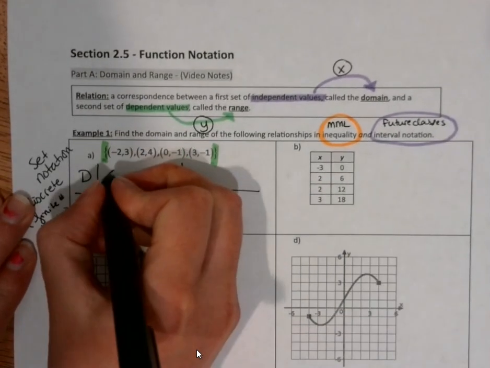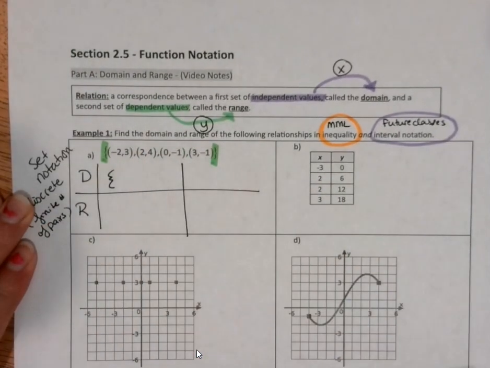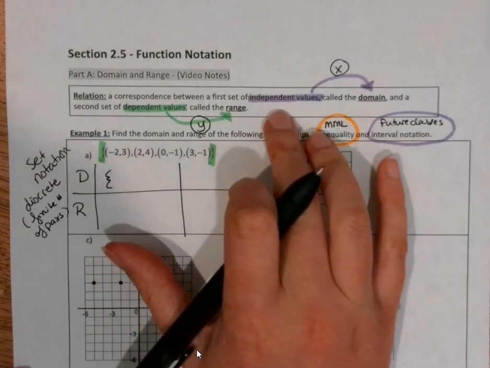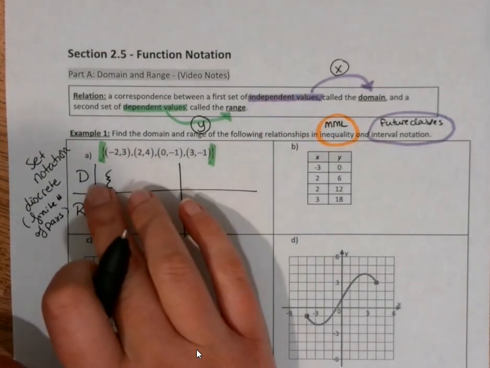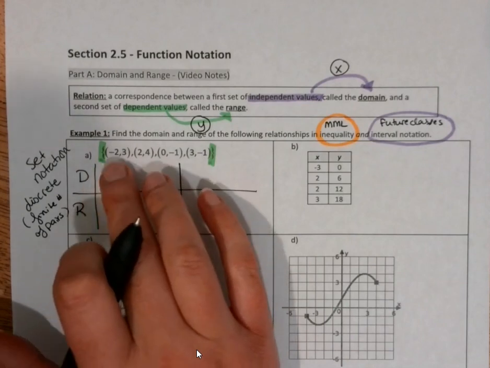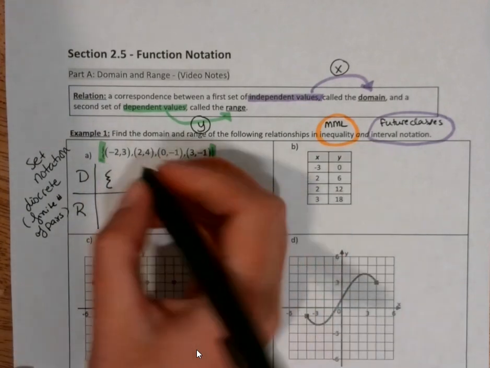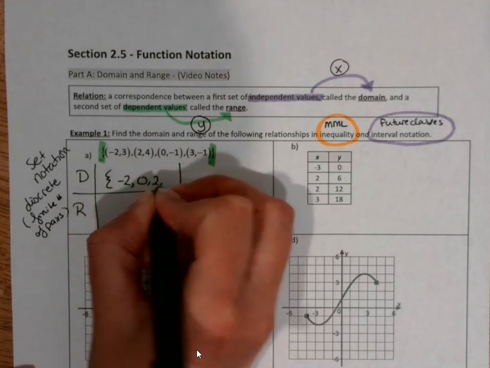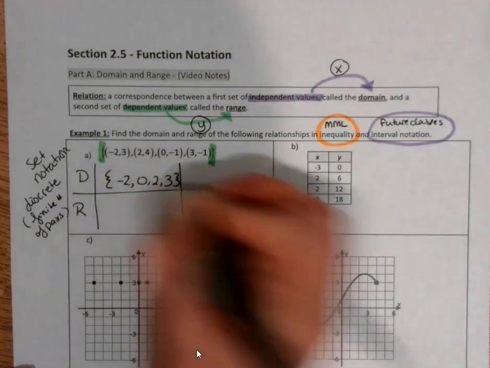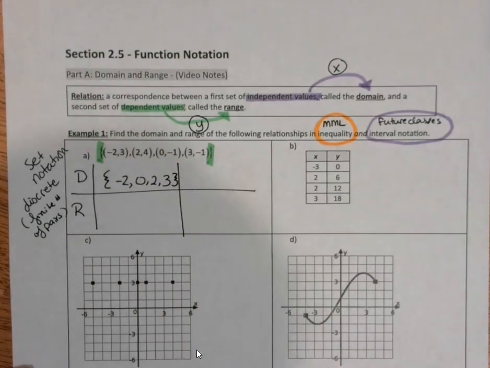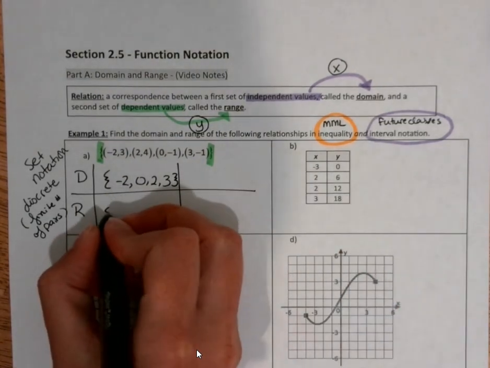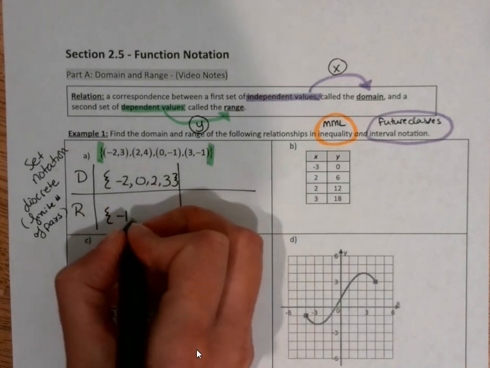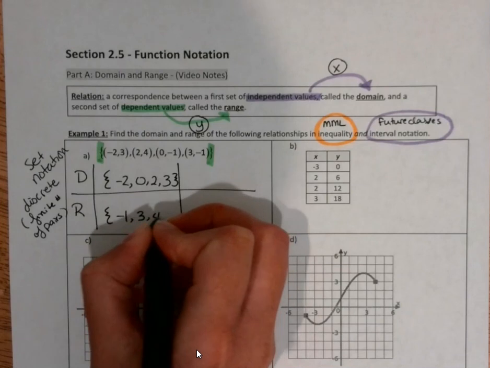So for my domain, squiggly bracket, and then I want to do it in order, independent values only. I look through my X's for the domain, independent only, and get the smallest one. So negative 2, 2, 0, 3. It's going to be in the order negative 2, 0, 2, 3, squiggly bracket. That's my domain. Range, squiggly bracket: 3, 4, negative 1, negative 1. The smallest one is negative 1. Then I have 3, then I have 4.